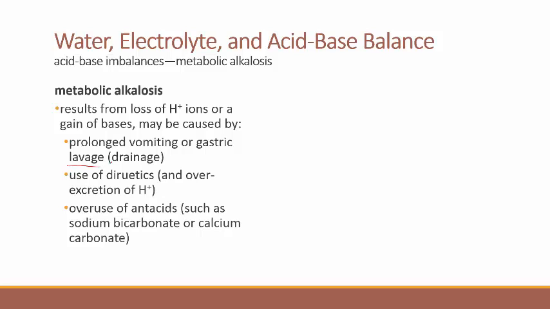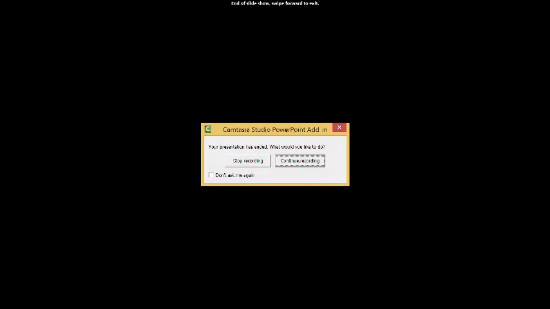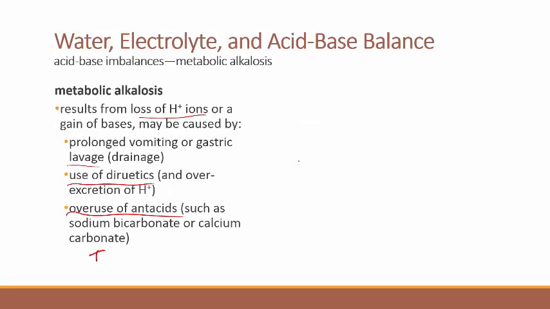Sorry about that. So prolonged vomiting can cause us to vomit up all the hydrochloric acid in the stomach, causing the body to go into metabolic alkalosis. If we overuse diuretics and wind up peeing out too much acid, that can lead to metabolic alkalosis. Or if we overuse antacids, like sodium bicarbonate, that is the baking soda, or calcium carbonate, that would be like Tums. So overuse Tums, then you can wind up buffering too much acid and drive yourself into metabolic alkalosis.